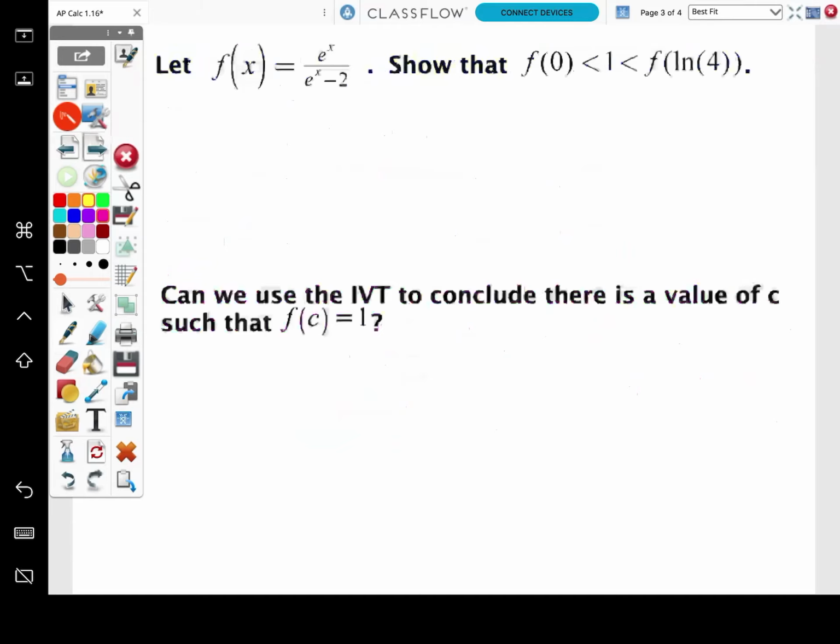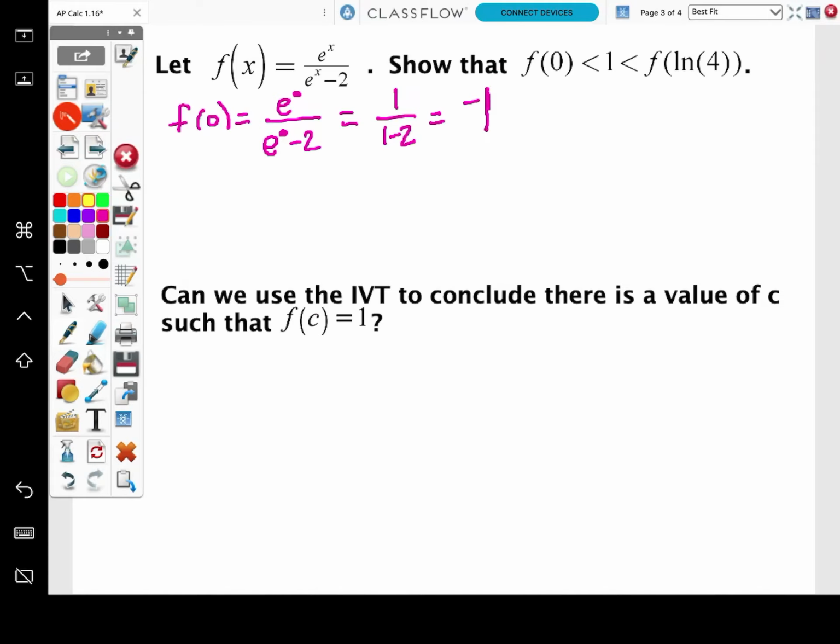Okay, so here's one. Let f(x) be this exponential function, e^x over e^x minus 2. Show that f(0) is less than 1, which is less than f(ln 4). Okay, so we're going to try and do some algebra here to show that f(0) and f(ln 4) are smaller and larger than 1 respectively. So let's evaluate them. f(0), I'm going to have e^0 over e^0 minus 2. Sorry, my zeros don't look like zeros. e^0 is 1.